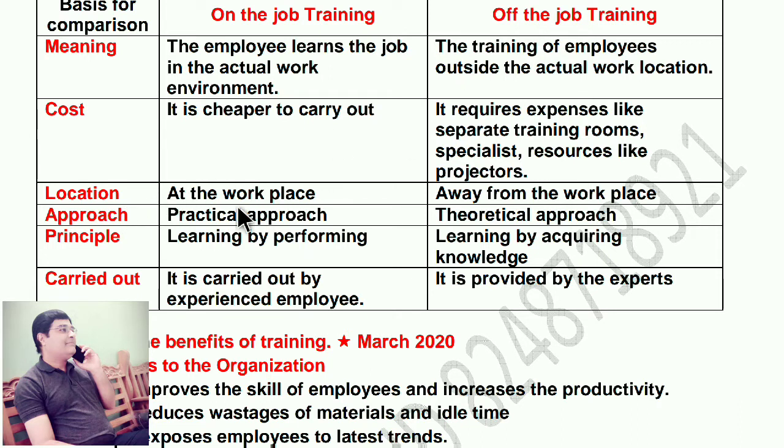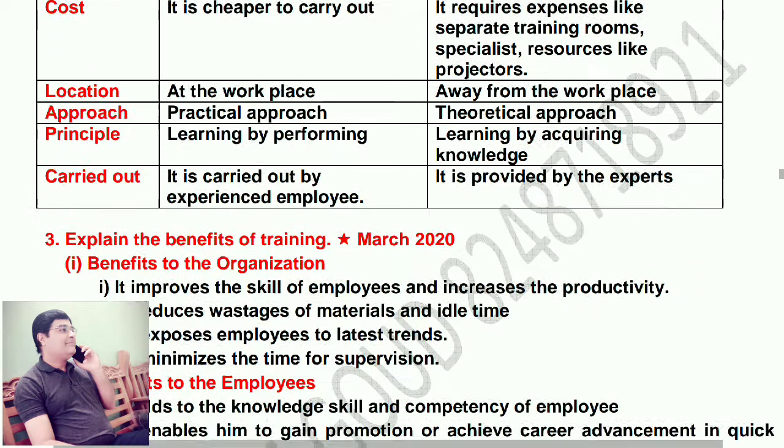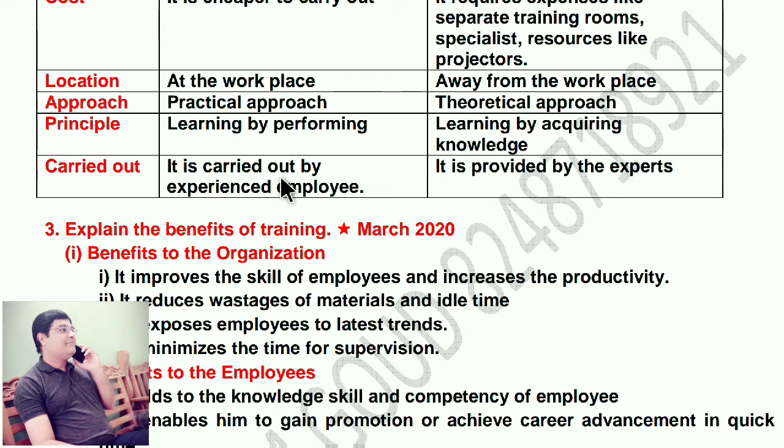Location, at the workplace, away from the workplace. Approach, practical approach, here theoretical approach. Here practically they will teach you how to do this work. Here only theoretical approach. Principle, learning by performing. They will perform the work and show you to do this work. Learning by acquiring knowledge. Carried out. It is carried out by the experienced employee. It is provided by the experts. So this is the difference between on-the-job and off-the-job training.